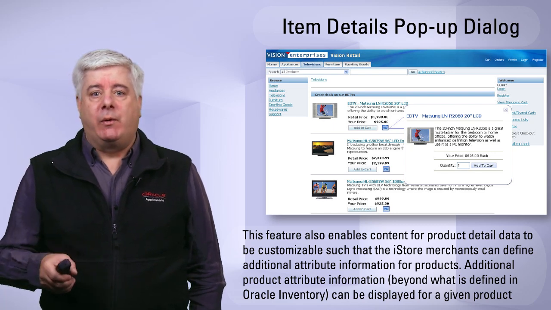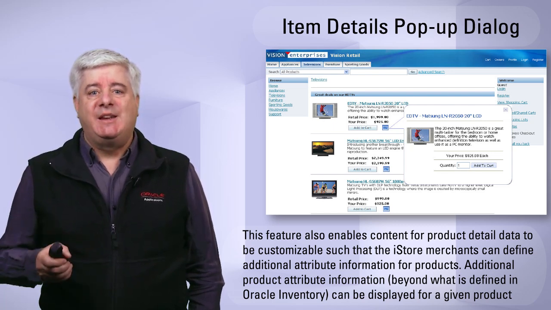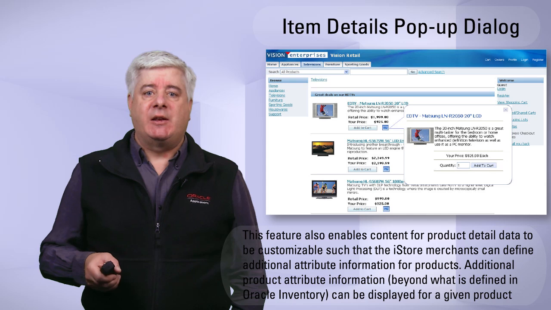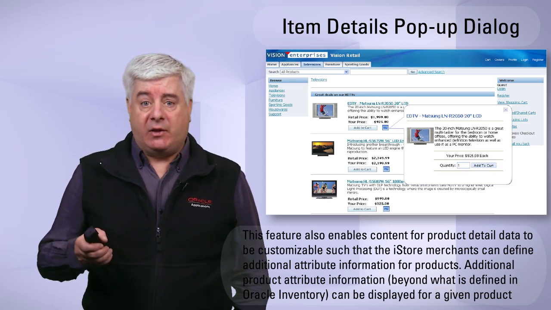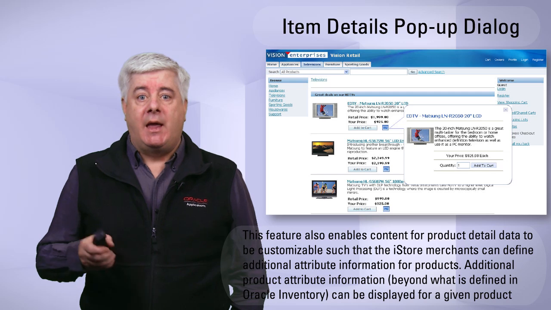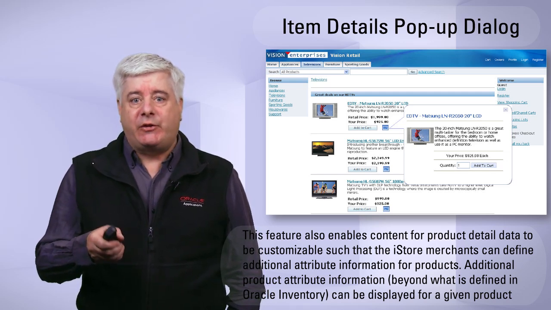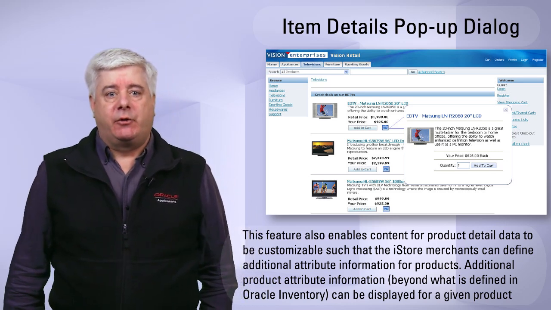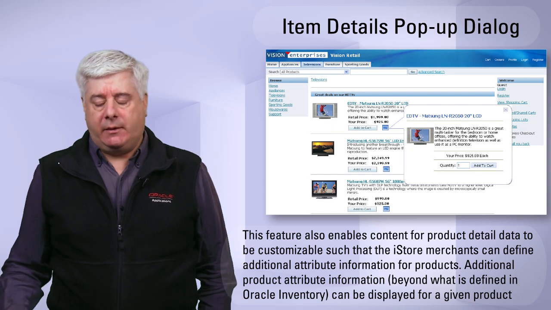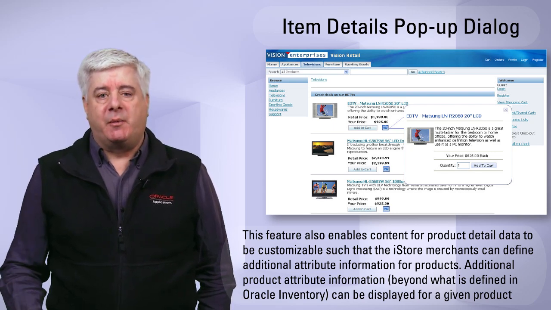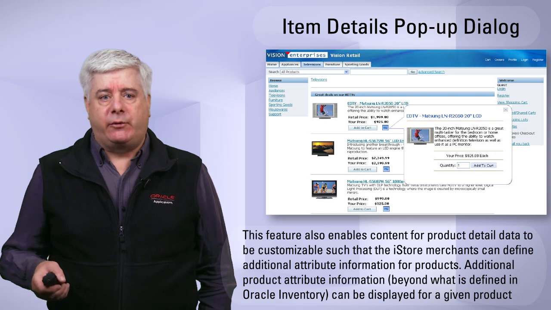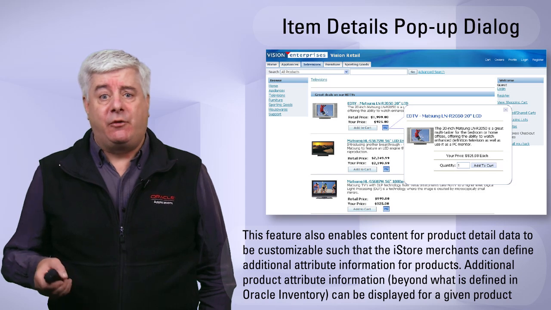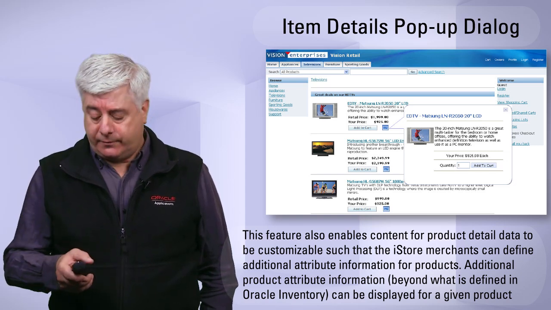Clicking on that will give you a pop-up dialog that shows you the detail for that particular product. And the nice thing about this is it's extendable. You can add additional XML information per product and have that show up, outside of what you normally get from inventory, in this pop-up dialog box. So again, we focused on the user interface going from 11.5.10 to R12, making certain that we could streamline a lot of the functions that normally require going from page to page. And again, this is available in R12.